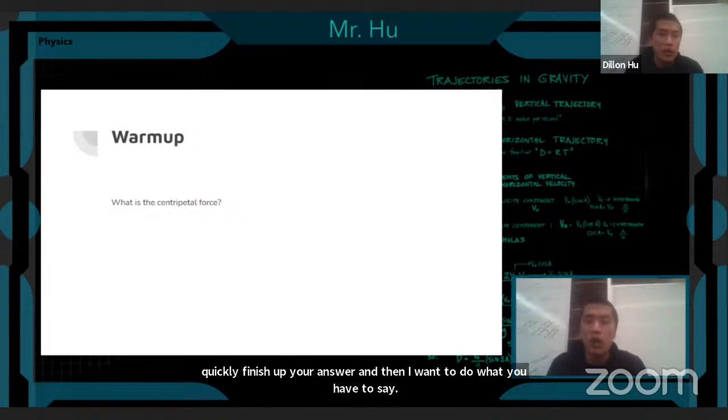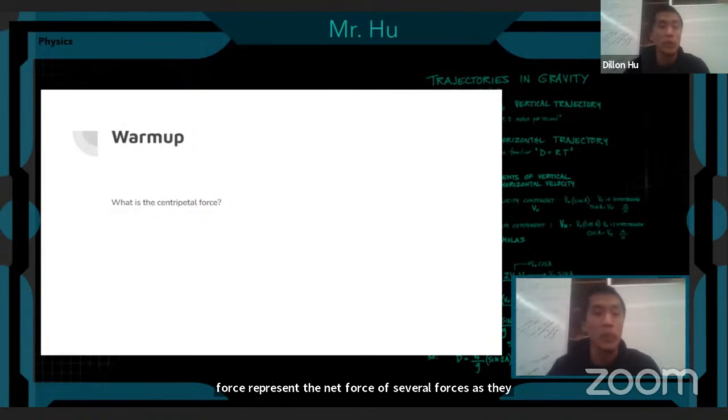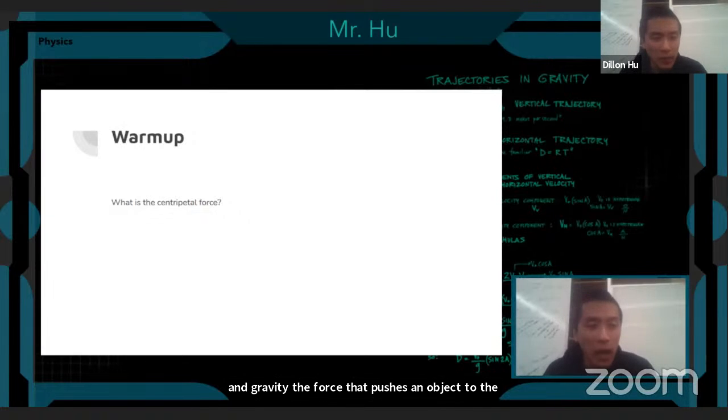Okay, so here's what some people are saying. It says centripetal force is the force that allows for a car to make a turn, a force making the object move in a circular motion. It's a combination of forces that make up an imaginary force, representing the net force of several forces as they collectively move an object in a circular path. Centripetal force isn't actually a real elemental force, but rather a combination of mass, acceleration, and gravity, the normal force that pushes an object to the center of a circle and allows the object to move in a circle.